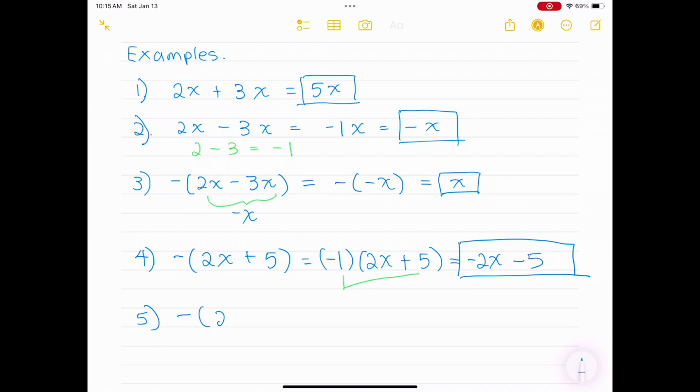Negative, open parentheses, 2x minus 5. Once again, we use the negative sign outside the parentheses to change the signs of each term within the parenthesis. So 2x becomes minus 2x, and negative 5 will be changed to positive 5, leaving us minus 2x plus 5. And we box our answer.